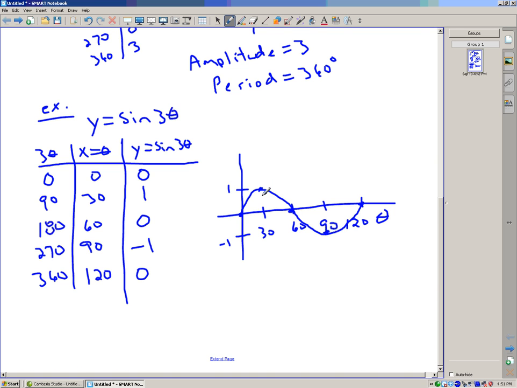Alright, so let's take a look again at our amplitude. Our amplitude is that distance or that distance, which is 1. And our period is how long it takes to see this picture for sine. One upper hump and one lower hump. And this distance from there to there is 120 degrees. So our period is 120 degrees.